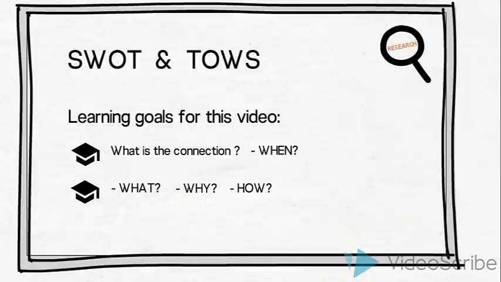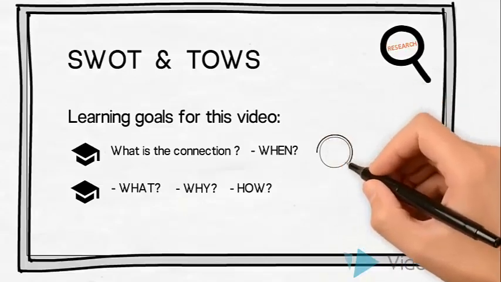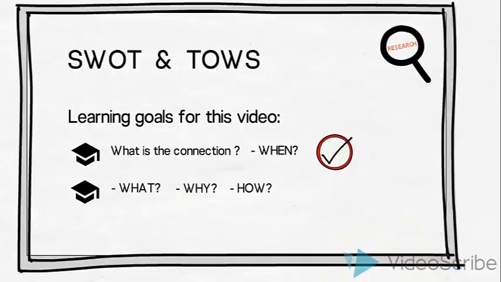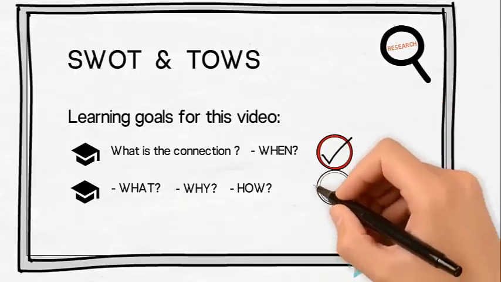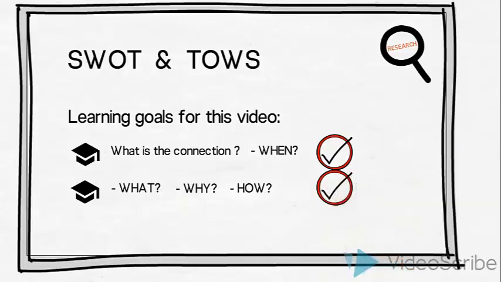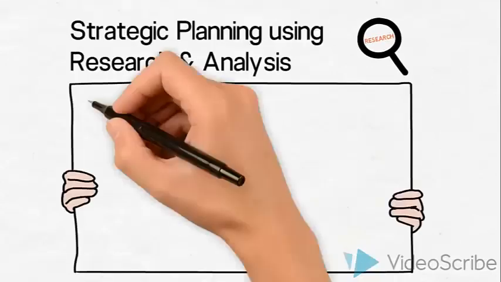We have now established a connection by showing when the SWOT and TAUS are used in a research analysis and strategic planning process. And by using an example, we have illustrated what a SWOT and a TAUS is, why they are useful tools, and ultimately, we have shown how we can go about conducting a useful SWOT and TAUS.